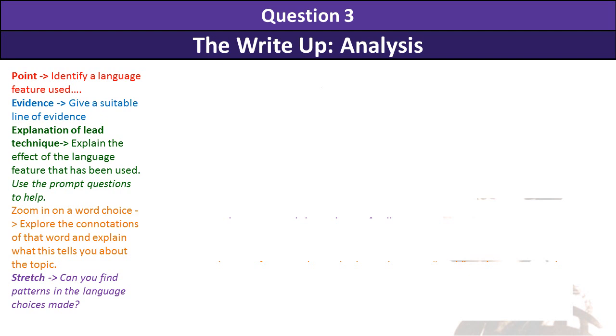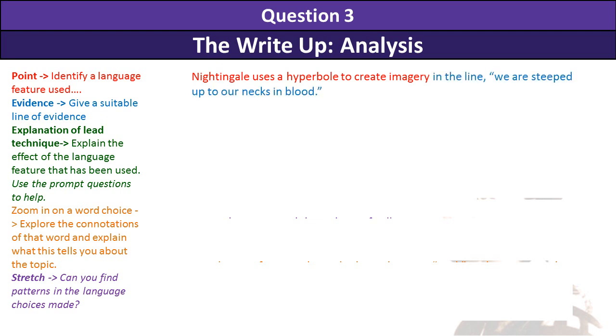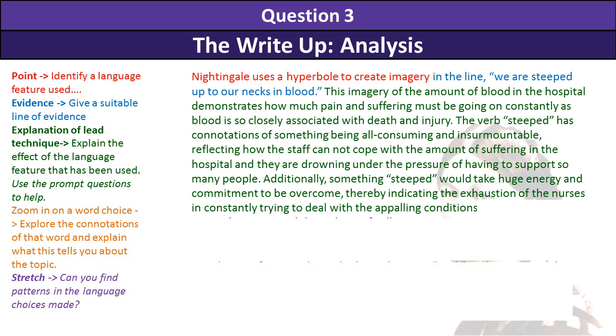Now I'm ready to write up, and these are PEE paragraphs, okay? So, first of all, I'm going to identify a language feature used. So Nightingale uses a hyperbole to create imagery. Next, I need some nice evidence. Here it is, whacking my evidence in. Short, sweet, does the job. Now I'm coming to do my explanation. Now look how long my explanation is, but it's not long because it's waffle. It's long because I've layered up different interpretations.